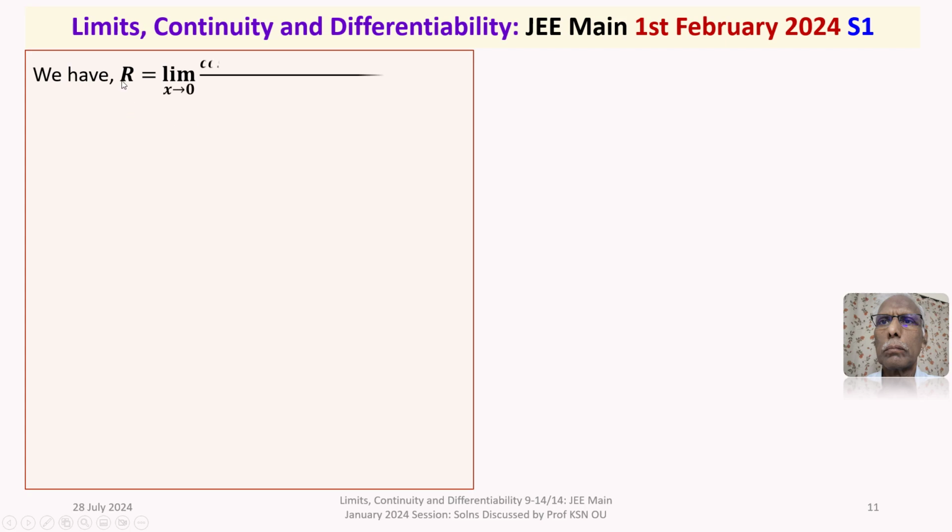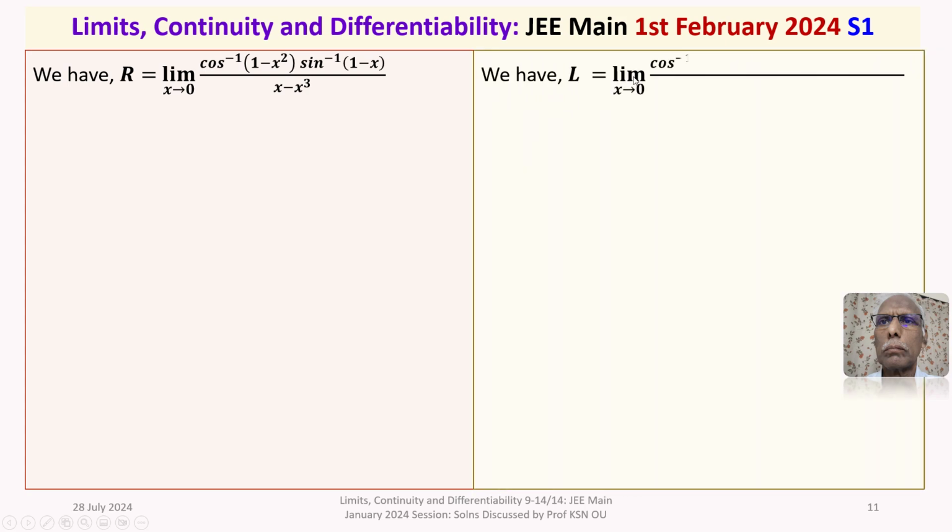Right. We have R, limit x tends to 0, cos inverse of (1 minus x square) into sine inverse of (1 minus x), by x minus x cube. And we have L is limit x tends to 0 of cos inverse of (1 minus (1 plus x) whole square) into sine inverse of (1 minus (1 plus x)), by (1 plus x) minus (1 plus x) whole cube. Let's first of all evaluate capital R.